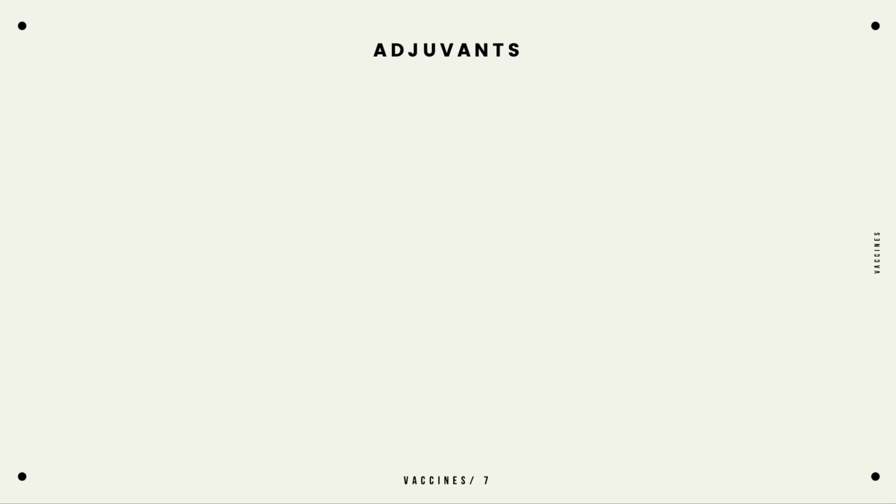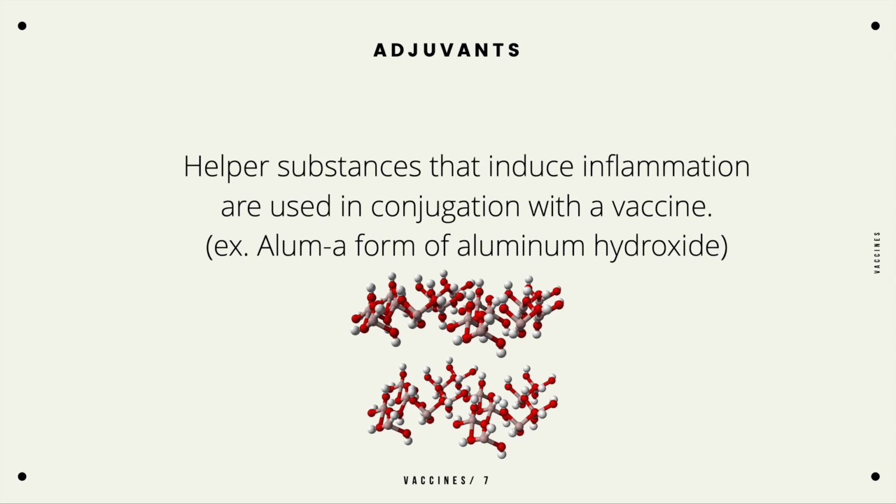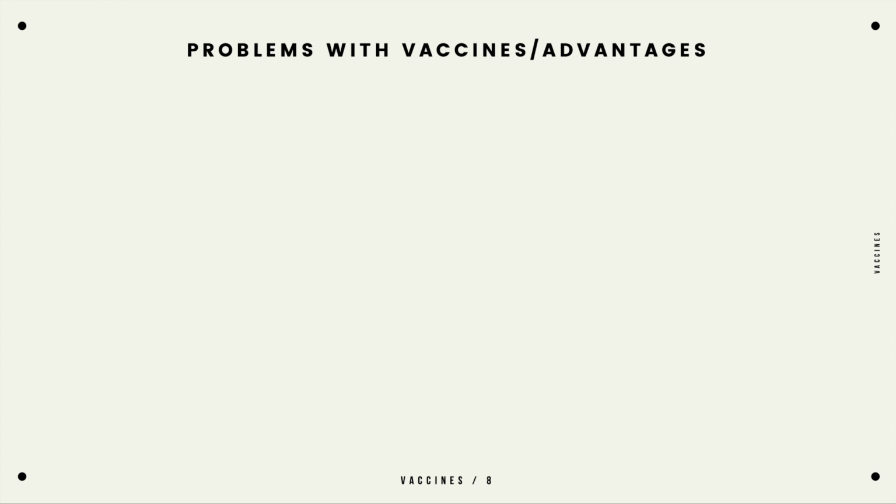To be effective, a vaccine must create a state of inflammation. Therefore, helper substances that induce inflammation are used in conjunction with a vaccine. These substances are called adjuvants. An example of an adjuvant is aluminum hydroxide. Let's now go over the problems with vaccines.